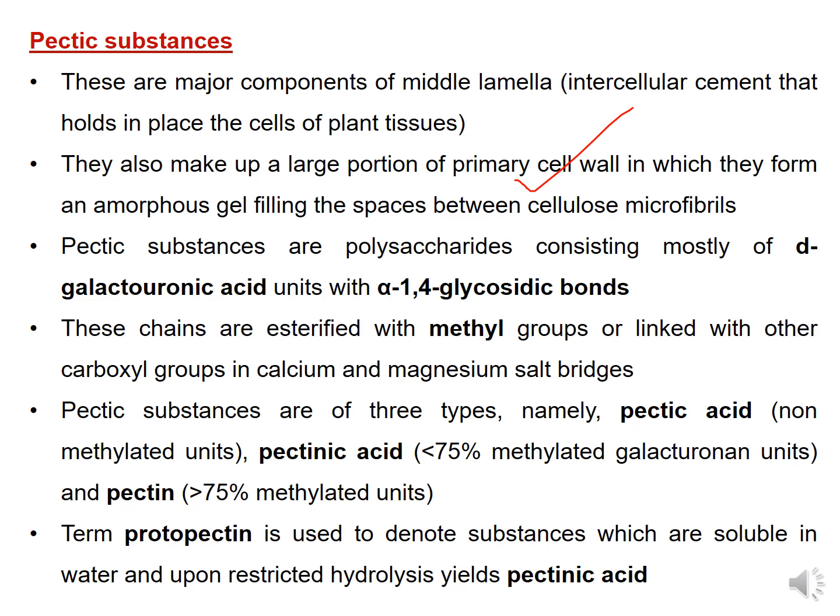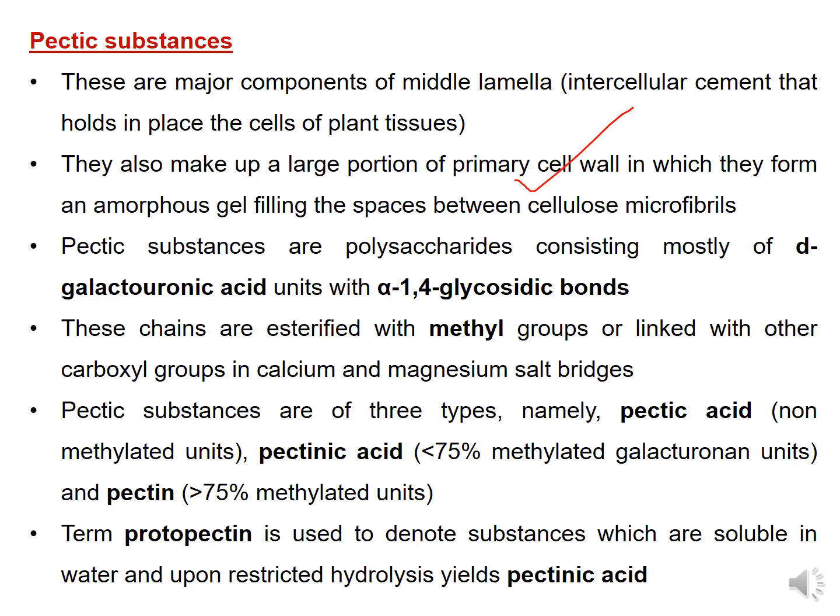So not only in the middle lamella, these pectic substances are also present in the primary cell wall, and they also fill the space between the microfibrils. Cellulose is generally present in the form of microfibrils. I will show the microfibrils picture in the next slides for your understanding. But here just remember that pectic substances, besides the middle lamella, are also present in the primary cell wall, and they fill the spaces between the cellulose microfibrils.